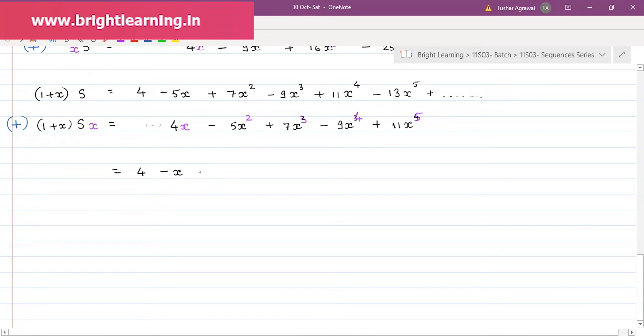Then it will be plus 2x square minus 2x cube plus 2x to the power 4 minus 2x to the power 5 plus 2x to the power 6 and so on and so on.